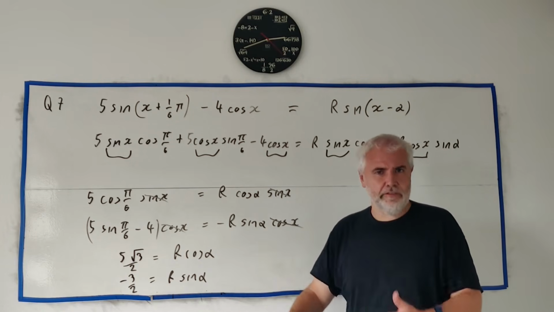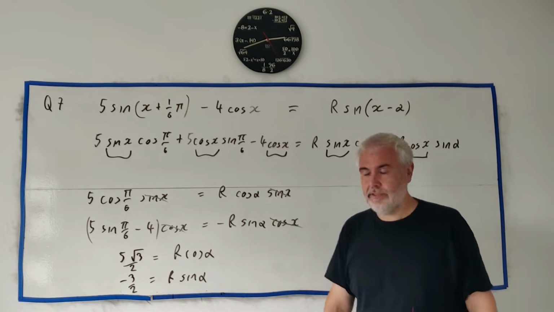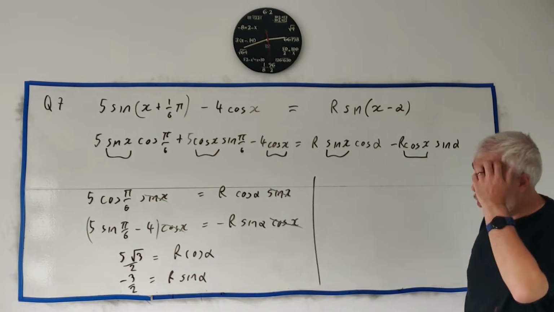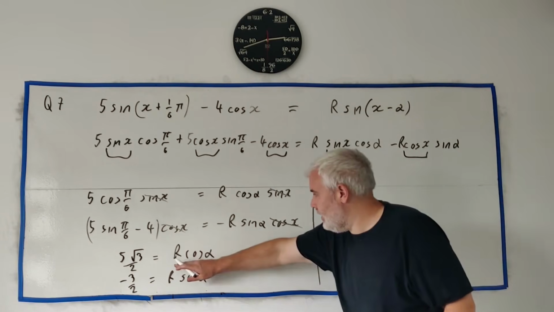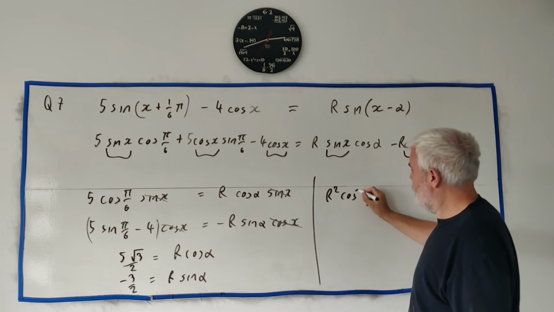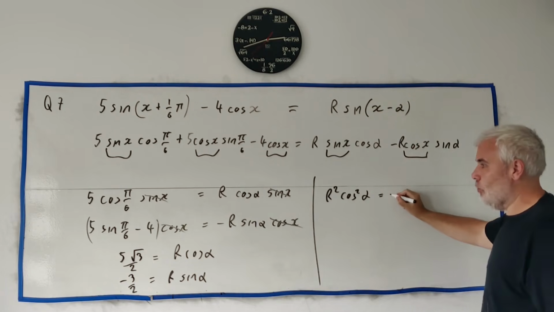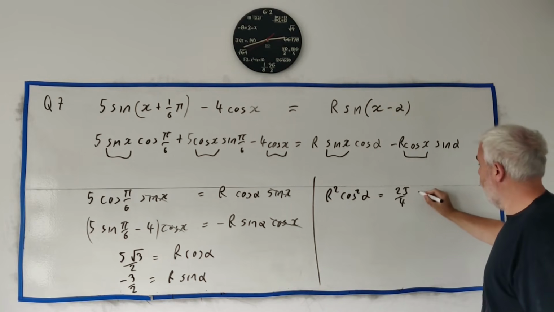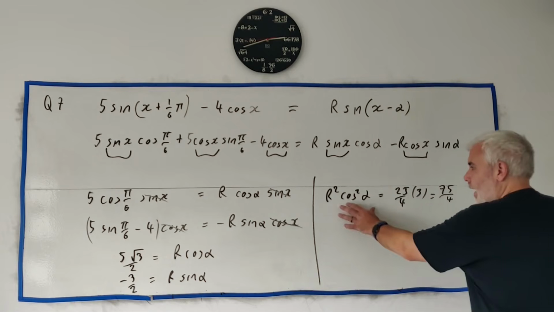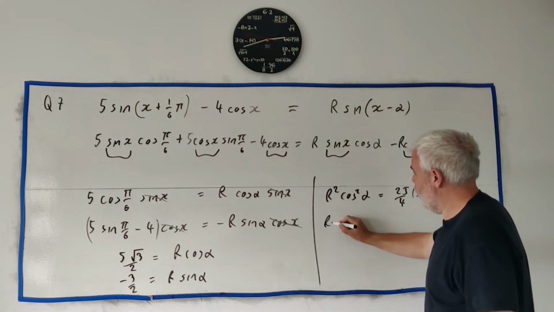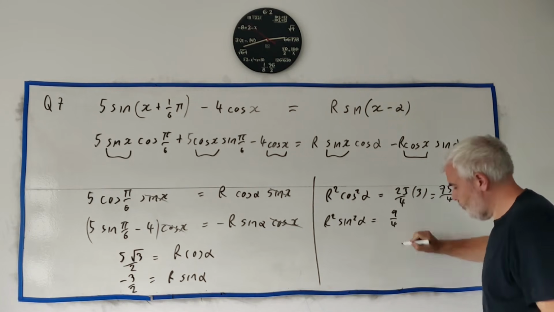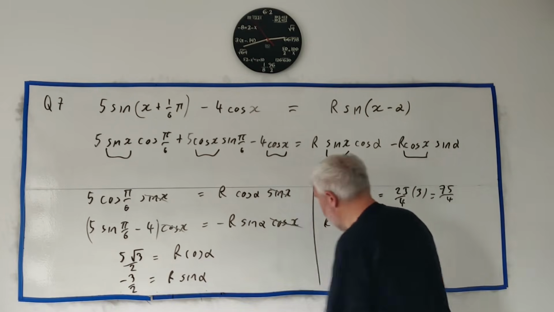Yes, you could try to solve it a few different ways, but there's a couple of easy ways to solve it for R and for alpha. Let's do R first. If we take this one and square both sides, we'll have R squared cosine squared alpha is equal to, I guess, 25 over 4 times 3, or 75 over 4. If we do the other one as well, that becomes R squared sine squared alpha is equal to 9 over 4. Just minus 3 over 2 squared.